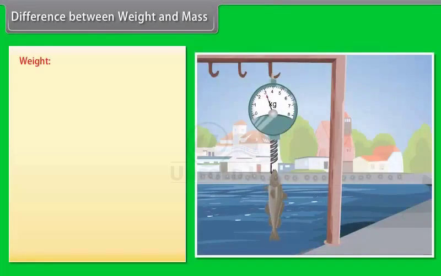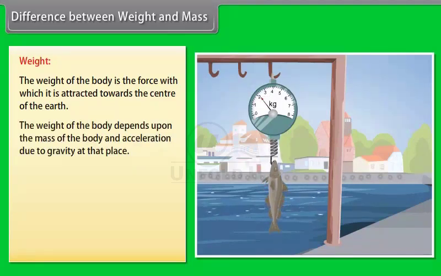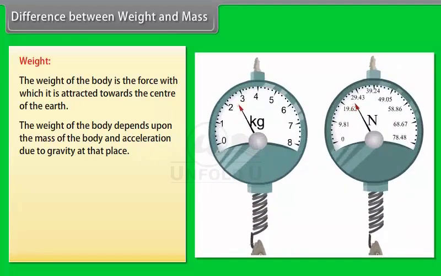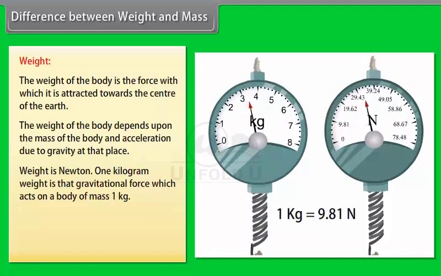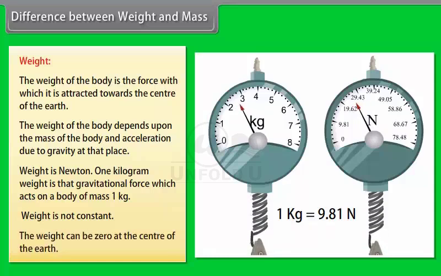Weight. The weight of the body is the force with which it is attracted towards the center of the earth. The weight of the body depends upon the mass of the body and acceleration due to gravity at that place. The unit of weight is Newton. 1 kilogram weight is that gravitational force which acts on a body of mass 1 kilogram. Weight is not constant. The weight can be zero at the center of the earth.